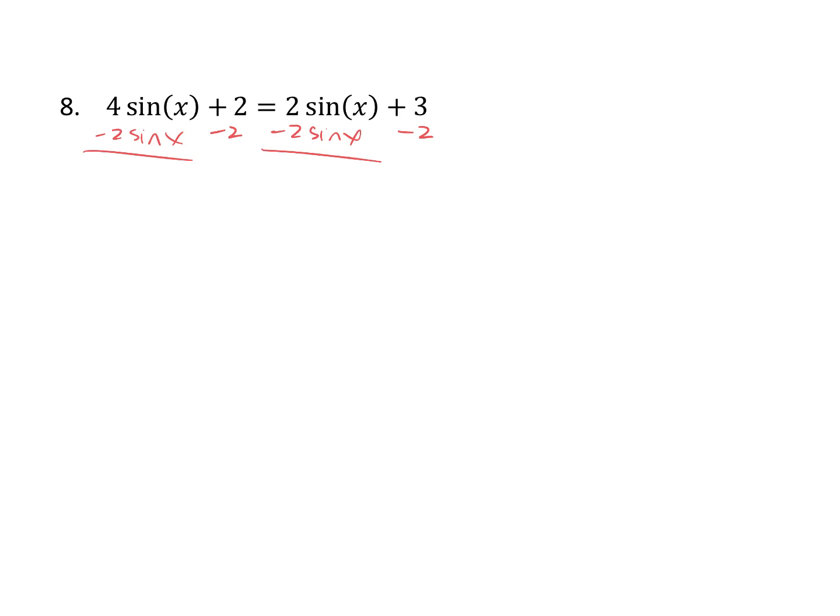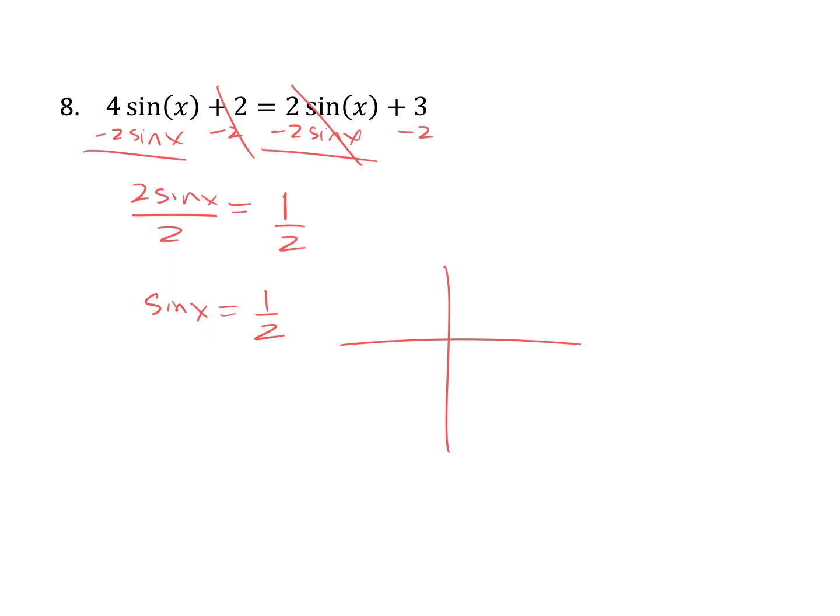So what I end up with for sine of x minus 2 sine of x is negative sine of x. 2 minus 2 is 0. 2 sine of x minus 2 sine of x is 0. And then 3 minus 2 is 1. And then I'm going to divide both sides by 2. So I end up with the sine of x is equal to 1/2. Okay, so if I look on my grid, where is the sine of x equal to 1/2? Well, that's a positive 1/2.